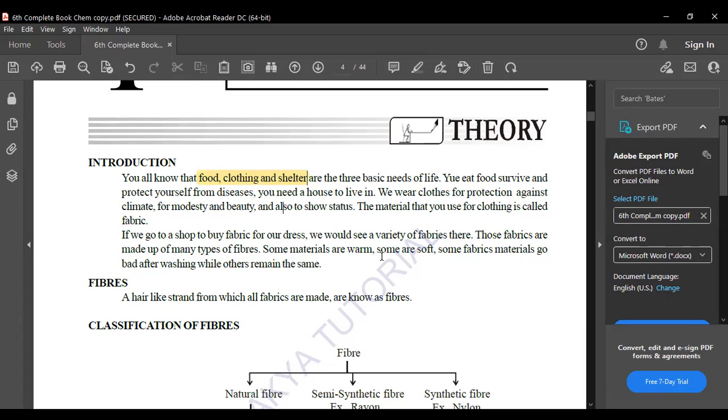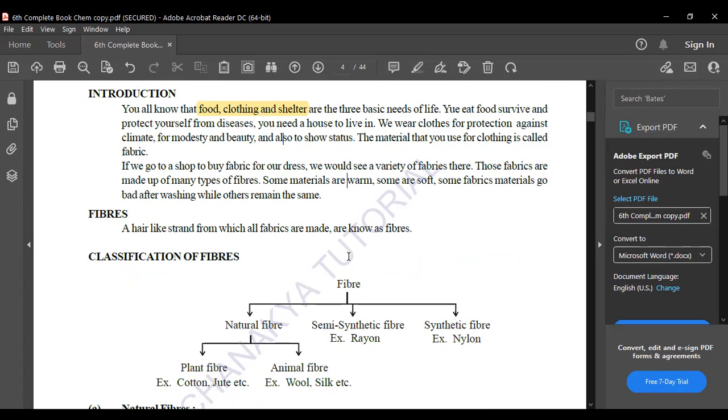At the same time, clothing is also important for us, to protect from warm or cold climates, right? Yes, sir. And the last one is the shelter. Shelter is also important for us to stay after having these two requirements. So we can go to the shop and see the different types of fabrics. Fabric is nothing but the cloth which is made up of different types of fibers. So about those fibers we are going to discuss in this chapter.